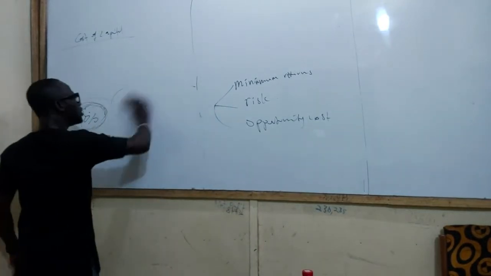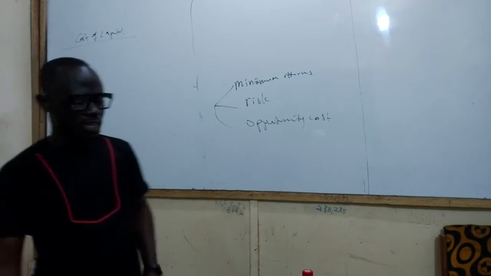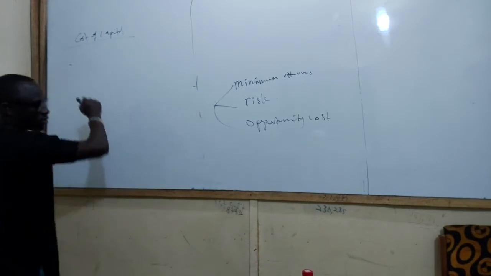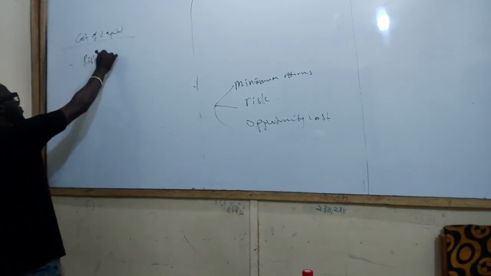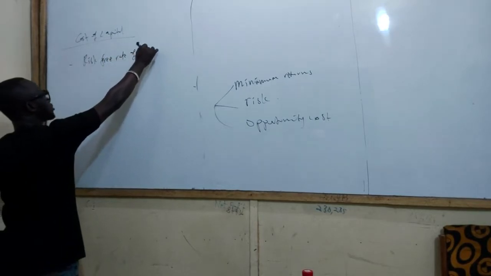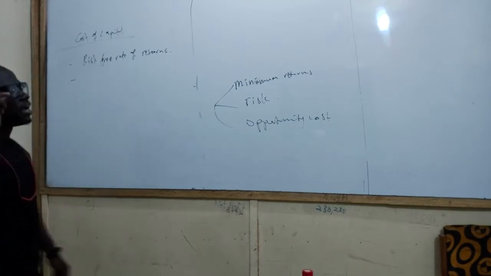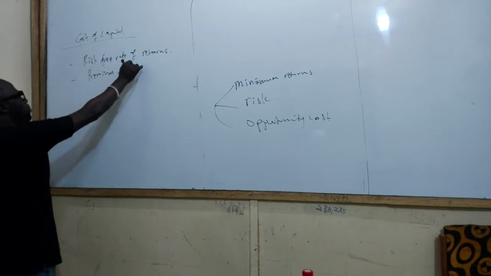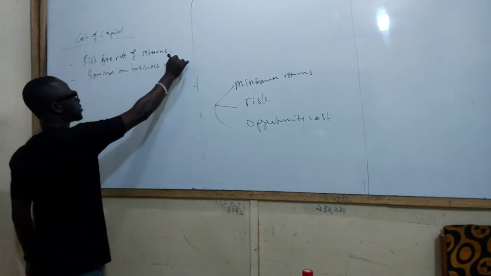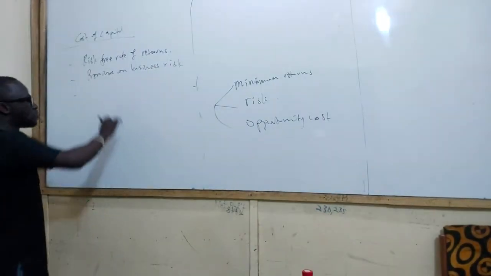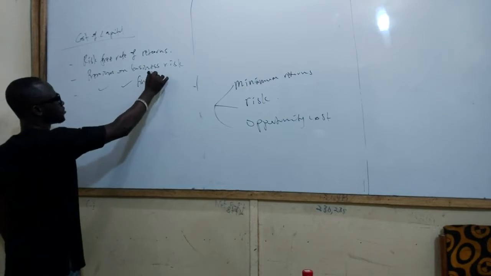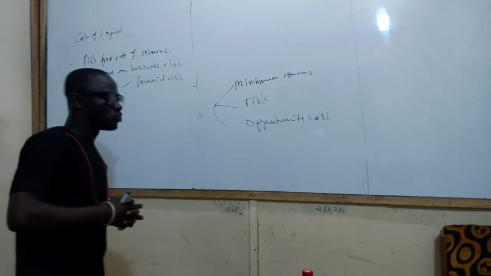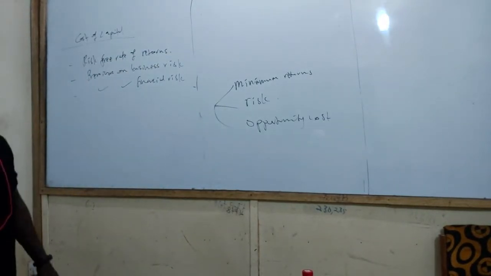For that reason, we say that the cost of capital has three components. Number one is the risk-free rate of return. So three elements of cost of capital: the risk-free rate of return; number two, the premium on business risk; and then the premium on financial risk. So these are the three elements of cost of capital.